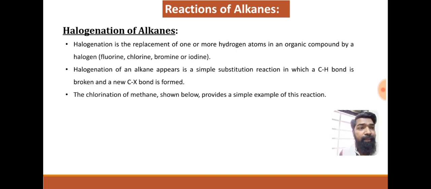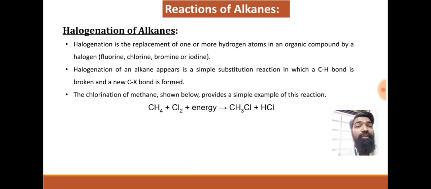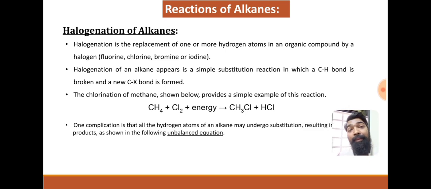Here what is happening? The X is substituting the H, in which the carbon hydrogen bond is broken and a new carbon halogen bond is formed. That means H is substituted by halogen. Yes, do remember. So yes, the chlorination of methane. Here it is a reaction. Chlorination of methane will provide you the simple example of the halogenation of alkanes.